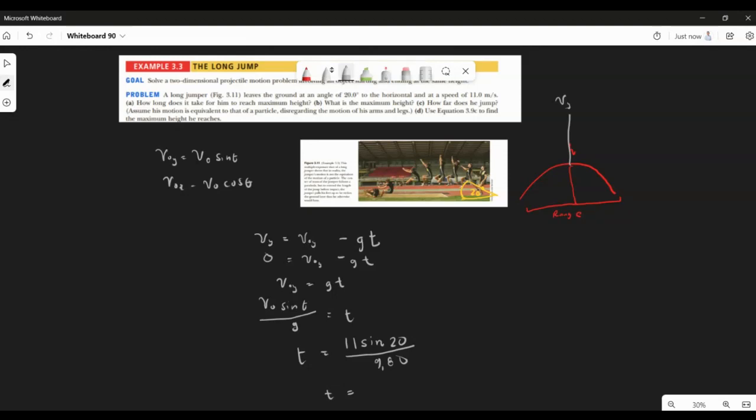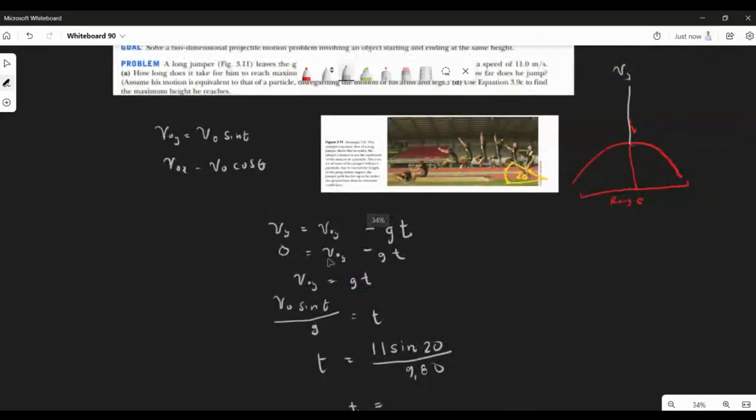Just get the time for me, the time to reach the maximum height. So what I said is, in this equation, the Voy is Vo sine theta. And Vy is the y component's velocity, but this is the component of the initial velocity, which is these two over here. So I'm taking this Voy, and it's basically that value over here.